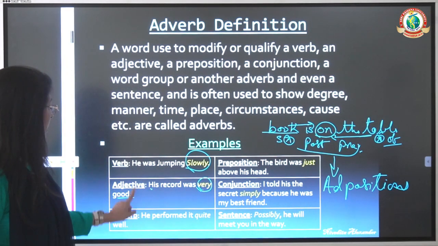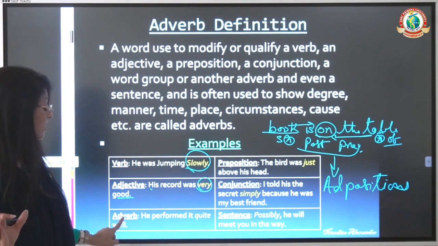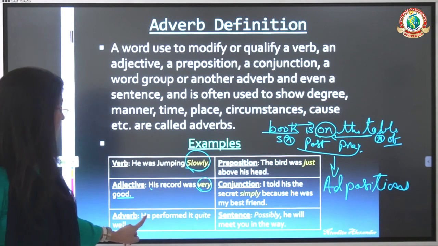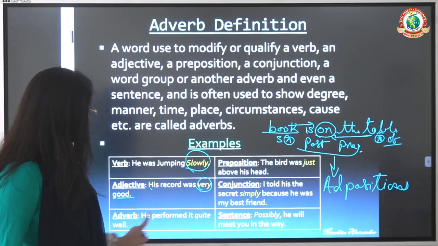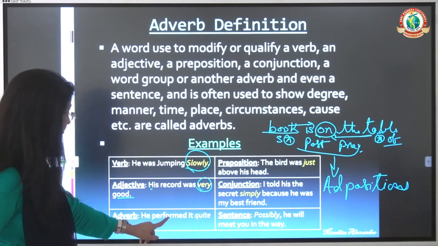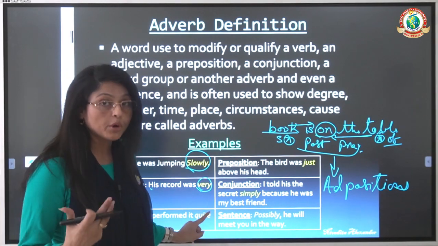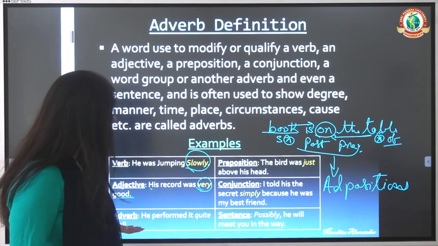Now, here if you see how it could work as an adverb: he performed it quite well. So well is already an adverb. Performed is a verb. How does he perform? What is it modifying? It is modifying an adverb. The adverb is well.